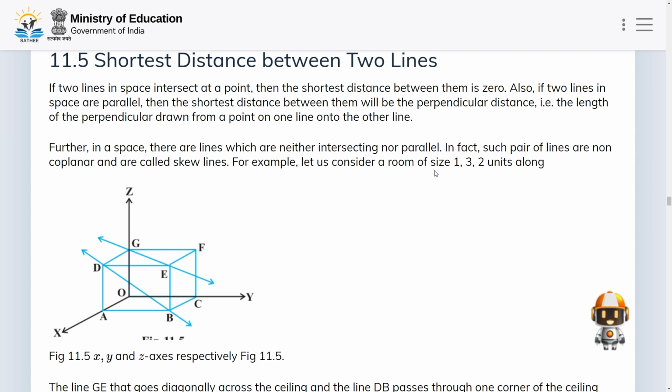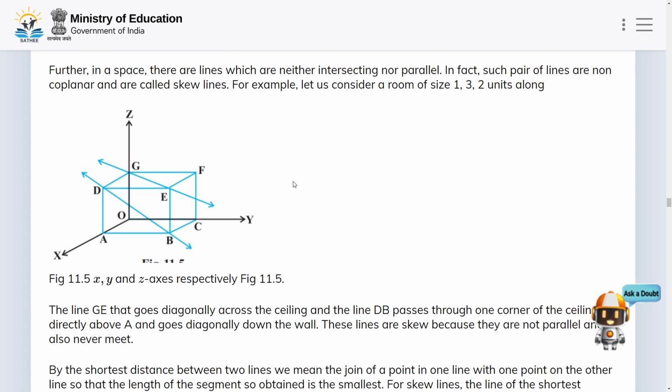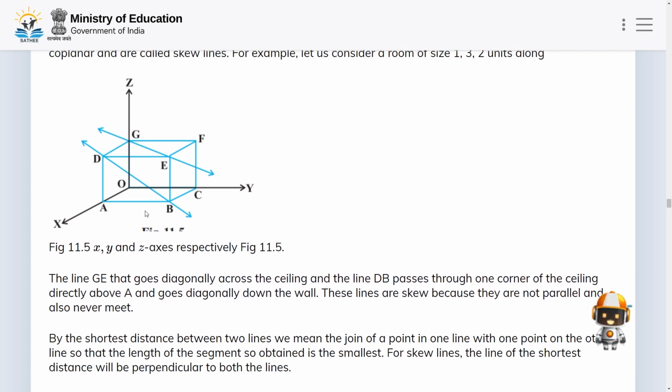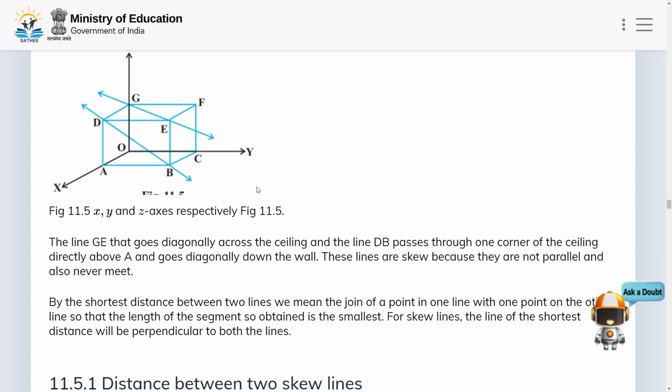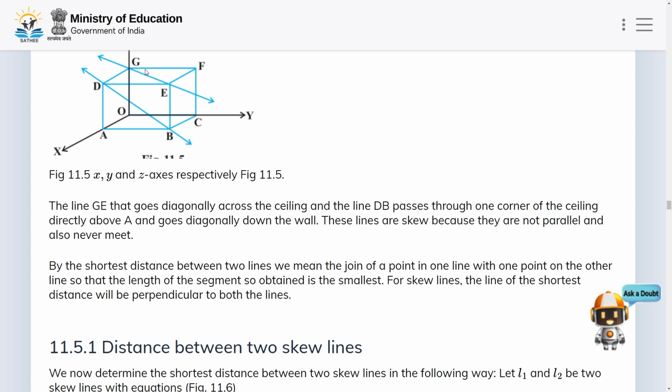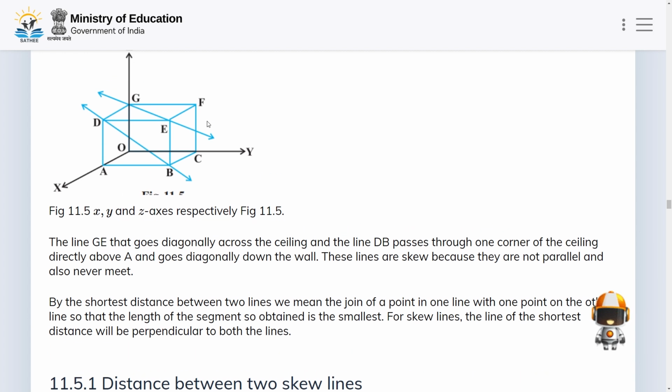For example, let us consider a room of size 1, 3, 2 units along x, y, z respectively. So 1 unit for x, 3 units for y, and 2 units for z. Clear? Now the line GE goes diagonally across the ceiling, and the line DB passes through one corner of the ceiling directly above A and goes diagonally down the wall. These lines are skew because they are not parallel and also never meet. Try to visualize it. The rough idea for visualization is already given to you.